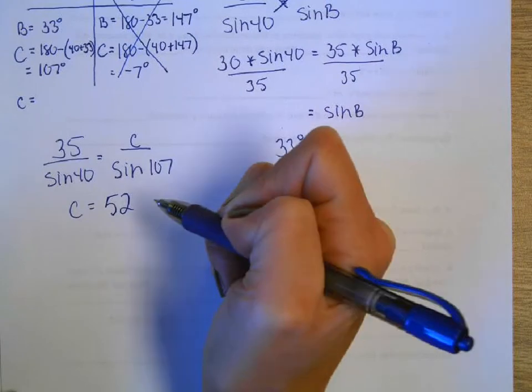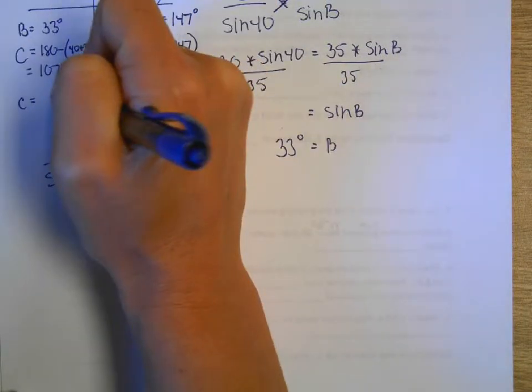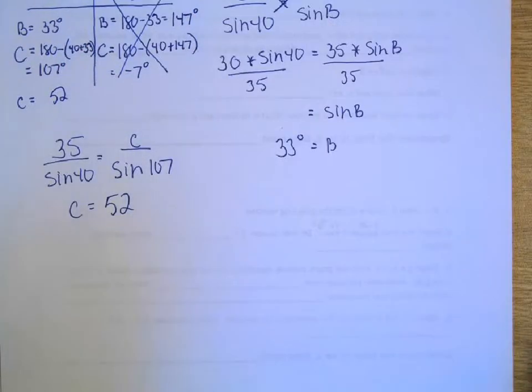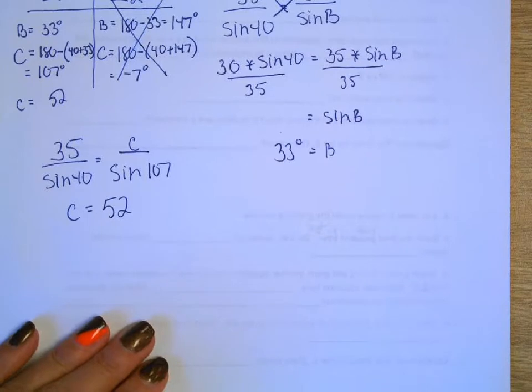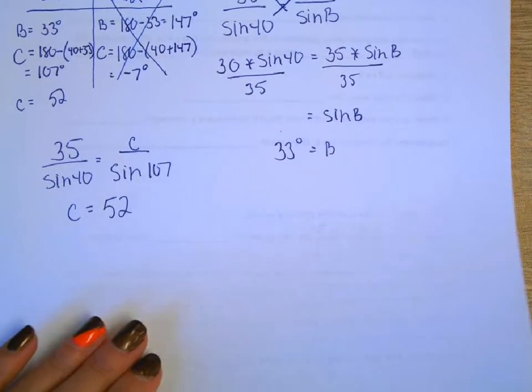52. Anybody else? 52. Okay, one last one, and it's very short. Why would it be short? Because it's not going to be a triangle. It's going to be angle side side, but it's going to come out to be no triangle. And you'll see why no triangle shows up right off the bat.